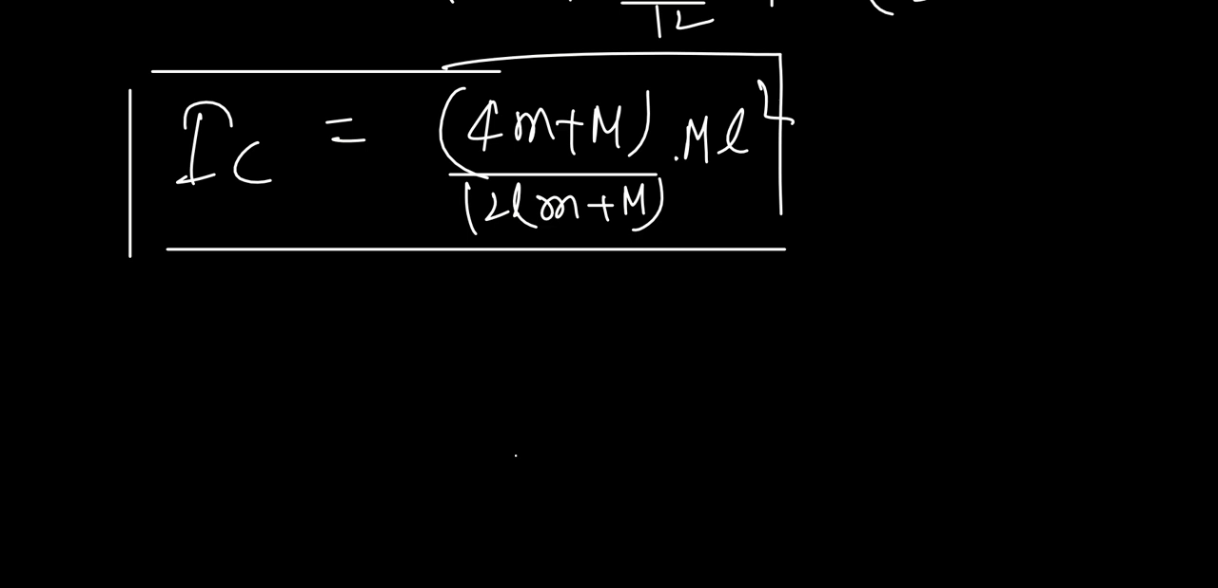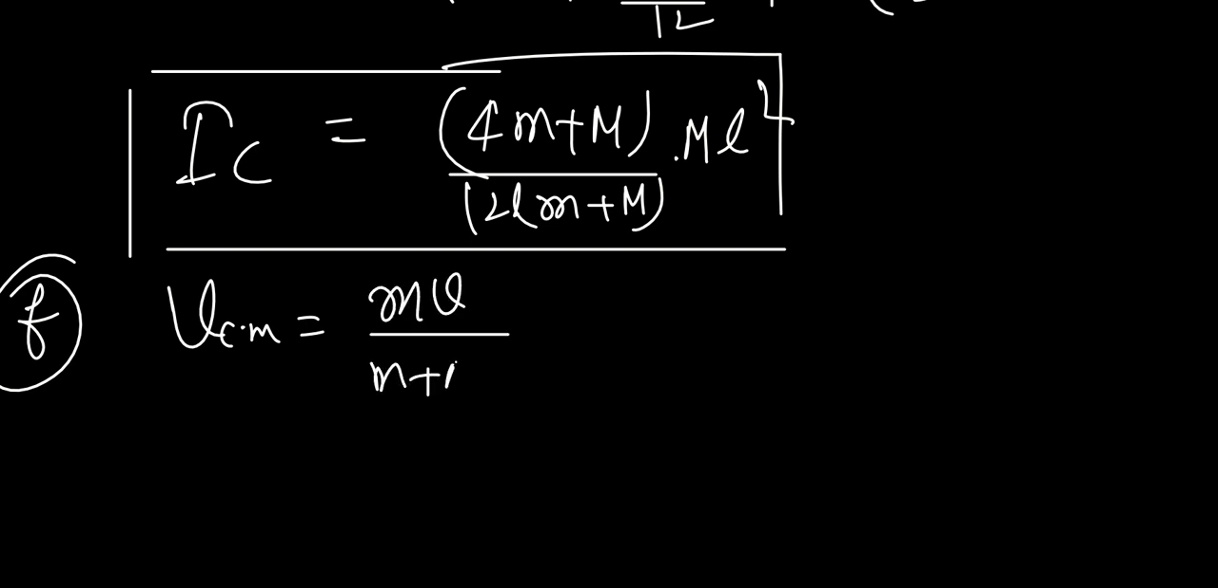Now the last question, the F part, is asking to find the velocity of the center of mass and the angular velocity of the system about the center of mass after the collision. So the velocity of the center of mass will be the same before and after the collision, that is mv upon m plus M. There is no change before or after collision because there is no external force.